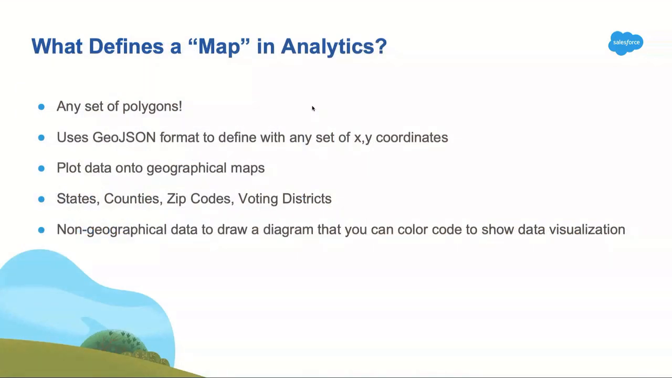So what defines a map in analytics? Well, it can be any set of polygons. It's not just limited to physical maps. And it uses a GeoJSON format to define those maps, any set of XY coordinates. And then you can show your data on geographical maps, some examples, counties, zip codes, voting districts, or you can make a shape of any shape you want with XY coordinates and polygons to show that visualization.